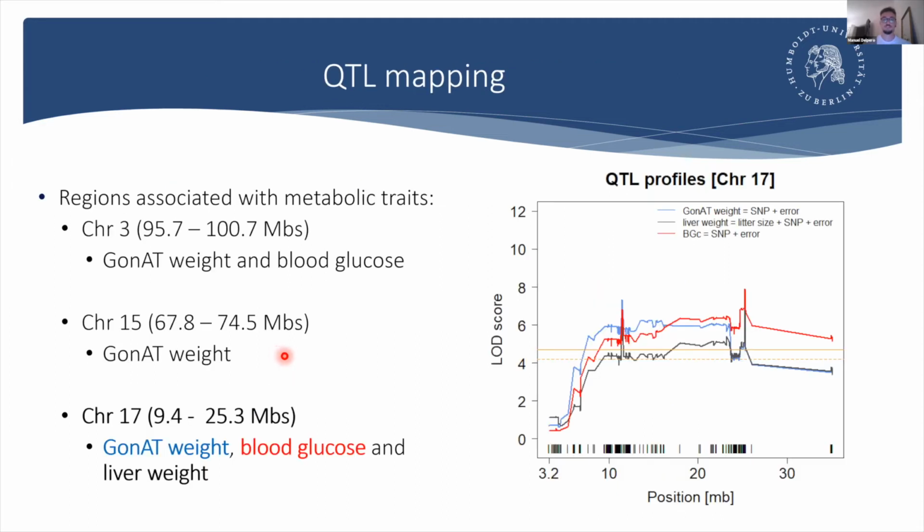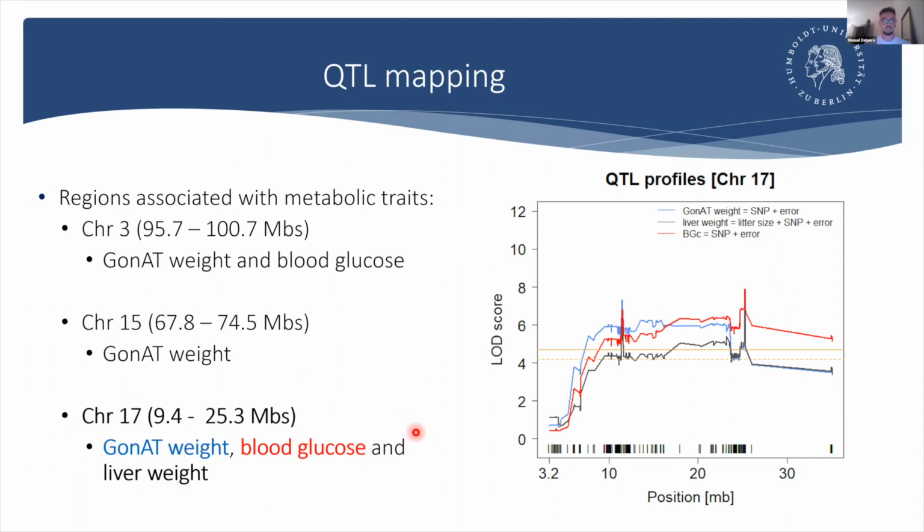With our phenotypes and genotypes, therefore, we performed QTL mapping. And we identified three main regions associated with the collected metabolic traits. In particular, one region on chromosome 3 associated with gonadal adipose tissue weight and blood glucose, one on chromosome 15 associated only with gonadal adipose tissue weight, and one very huge region on chromosome 17 of around 20 megabases associated with all the three metabolic traits that we collected. So gonadal adipose tissue weight, blood glucose, and liver weight.